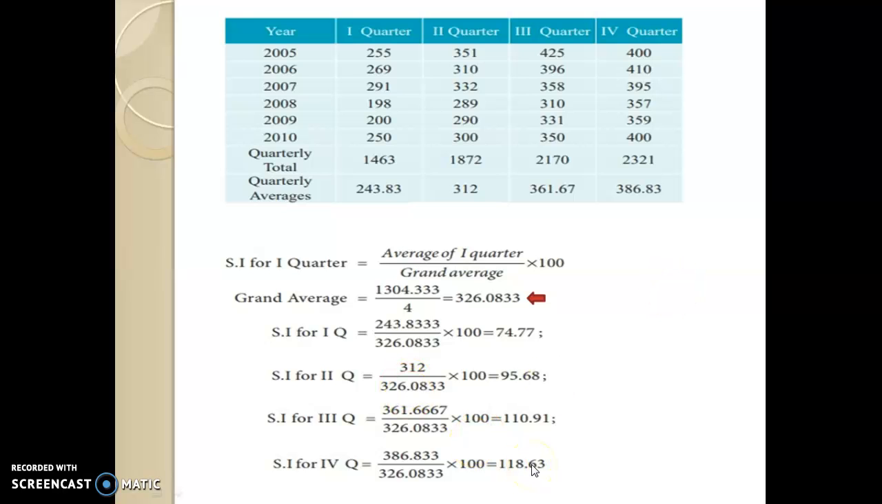Okay. The remaining 3 methods of measurement of seasonal variations or fluctuations, that is ratio to trend method, ratio to moving average method, and method of link relatives, we will discuss in the next class.